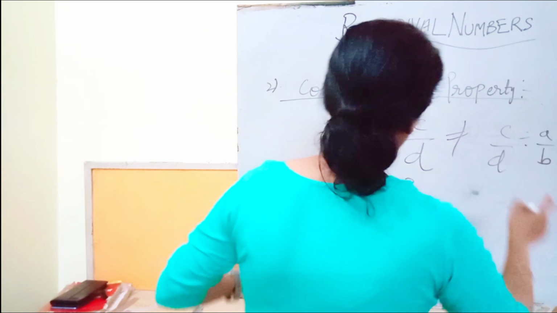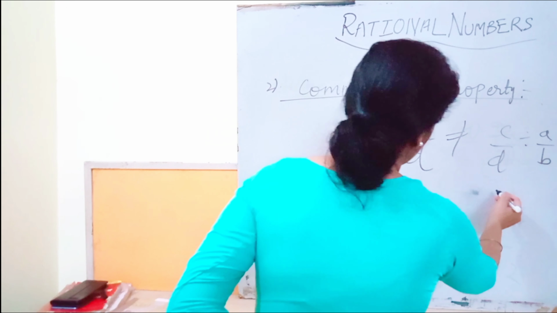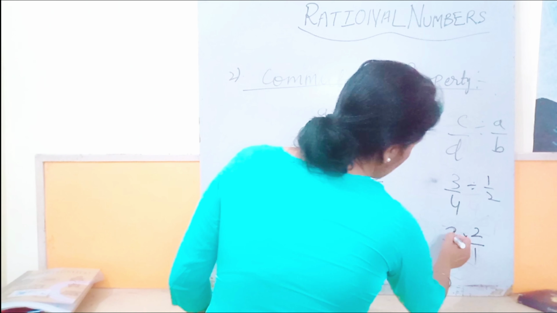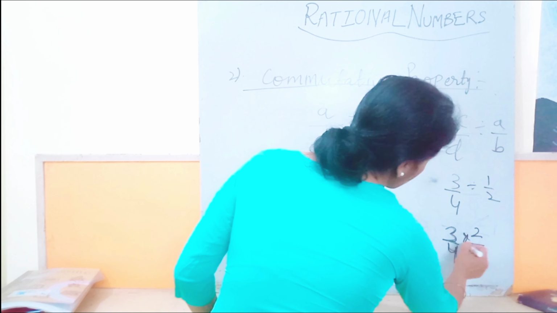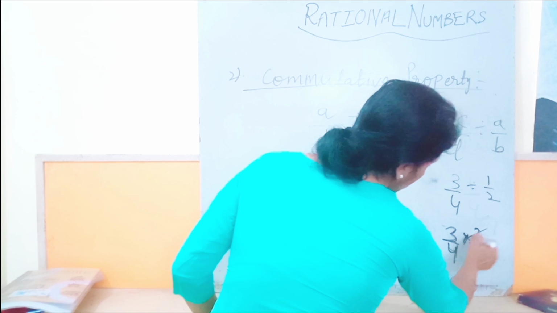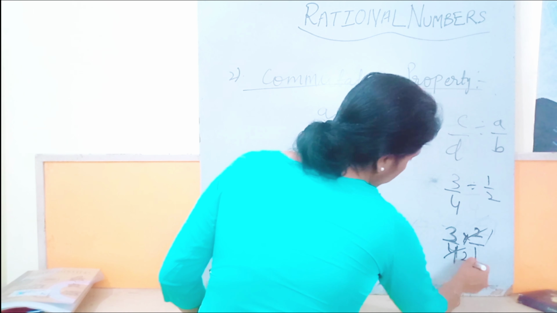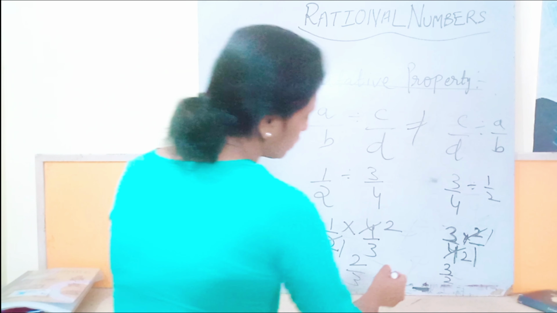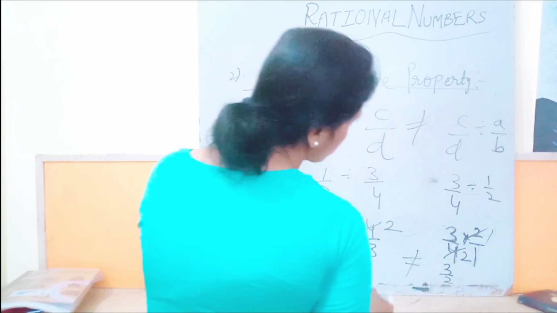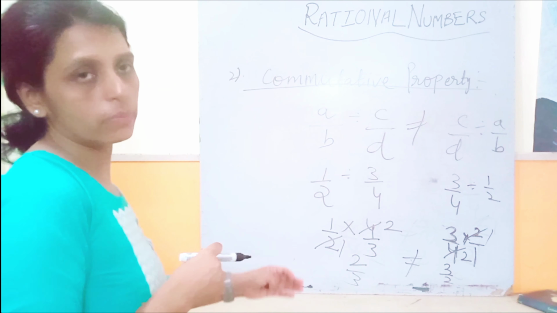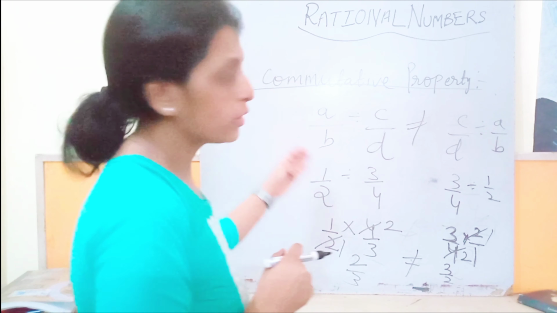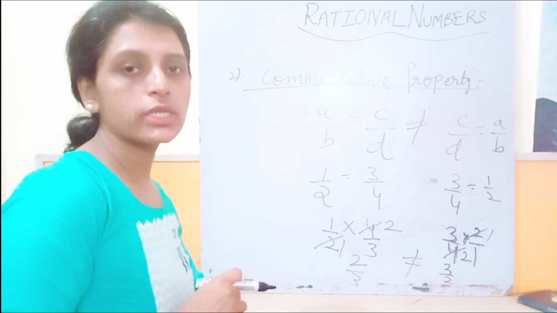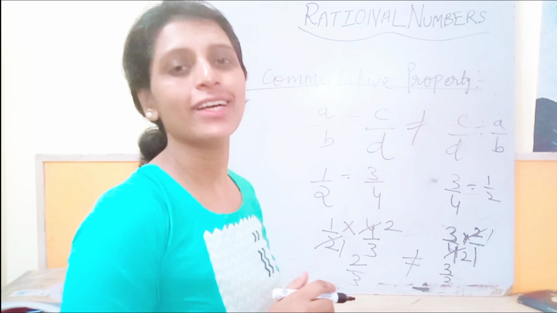Okay. Now let's check the right hand side. It will be 3/4 divided by 1/2. 3 upon 4 into 2 upon 1. 2 ones are 2, 2 twos are 4. The result is 3/2. So you can see, children, 2/3 is not equal to 3/2. That's why the rational numbers do not hold the commutative property under the operation of division.